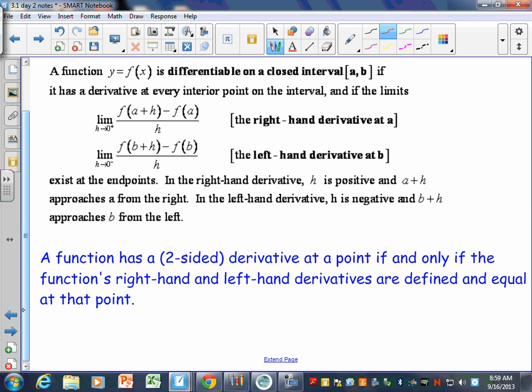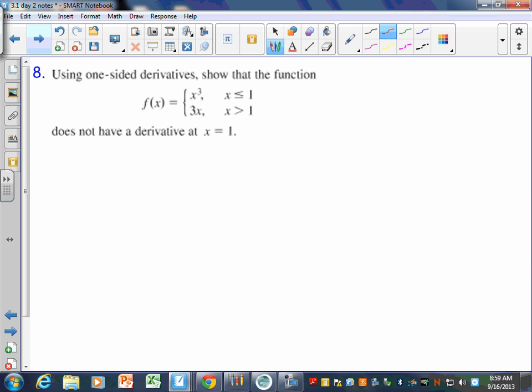But here's my little extra stuff. A function has a derivative, which is a two-sided derivative, if and only if the right-hand and the left-hand derivatives are defined and equal the same value. I want to show you what this means, because sometimes it's a little tricky when you're plugging it in. So let's see if we can do one, and I can make all this mumbo jumbo make sense.